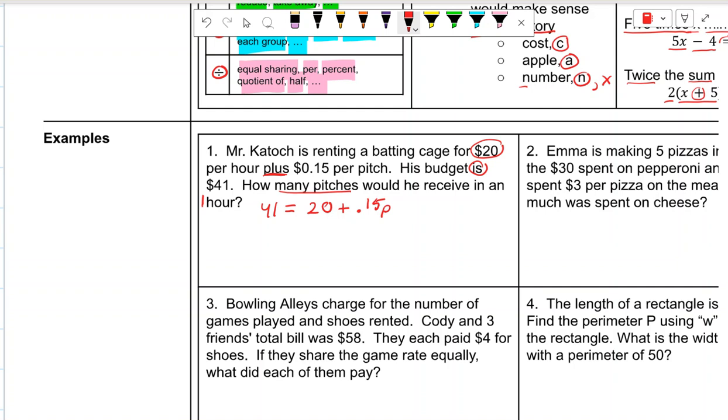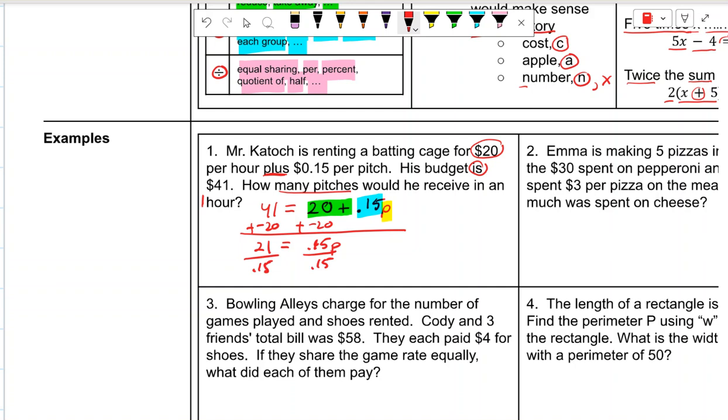And now we will take what we learned in the previous lesson to solve this. We'll locate the variable. We'll see that we have a coefficient we need to deal with here, and we have a constant to deal with first. So let's begin with the constant. We're going to add negative 20 to both sides. And that's going to give us $21 is equal to 15 cents P. And now to get rid of the coefficient, we're going to divide it by 15 cents on both sides.